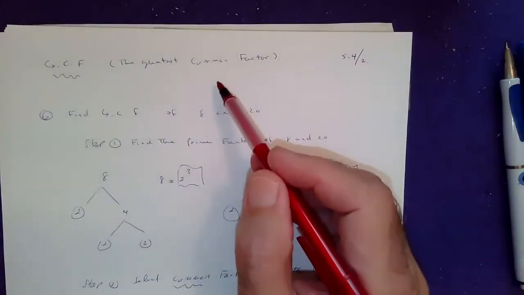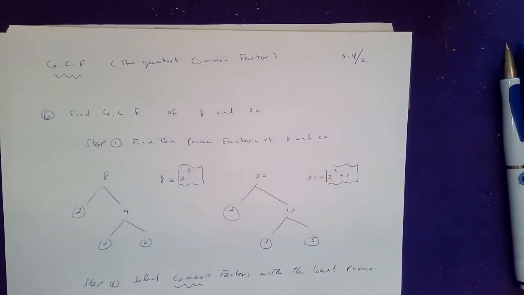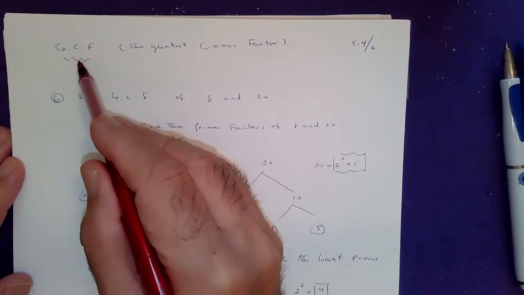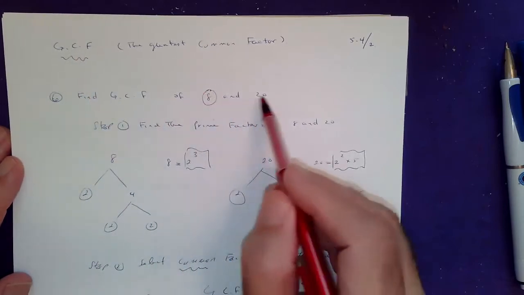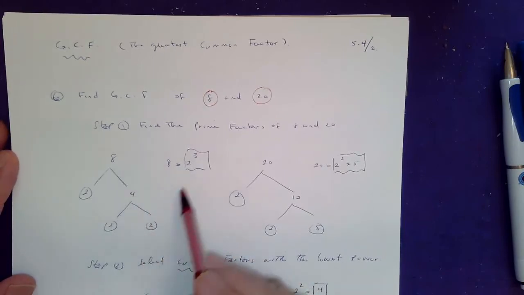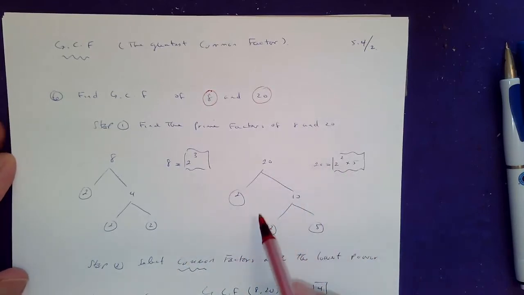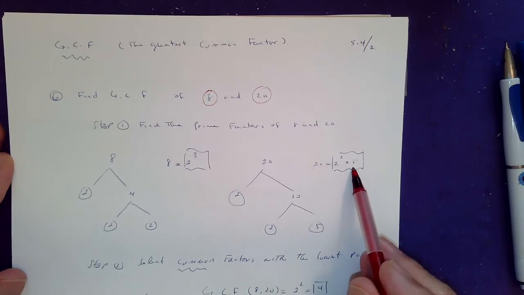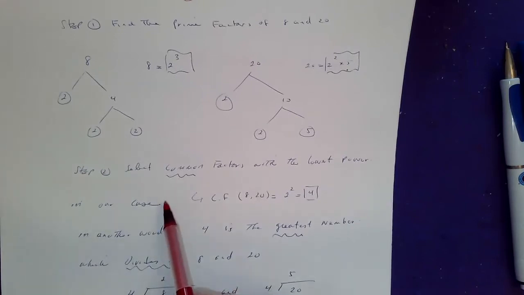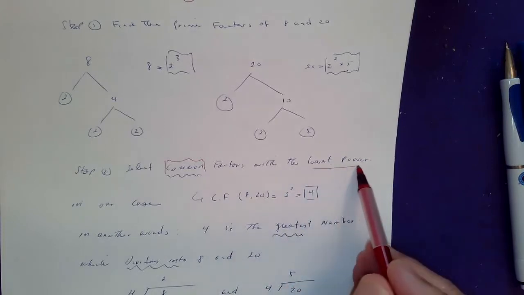So with that in mind, how do you find the greatest common factor? The greatest common factor between two numbers is the greatest number which divides into those numbers with no remainder. So what would be the greatest common factor, whose acronym is GCF, of 8 and 20? Well, find the prime factors of 8, which is 2 to the power of 3. Find the prime factors of 20, which is 2 squared times 5. And now select the correct number as your GCF. So what you do is select the common factors with the lowest powers.